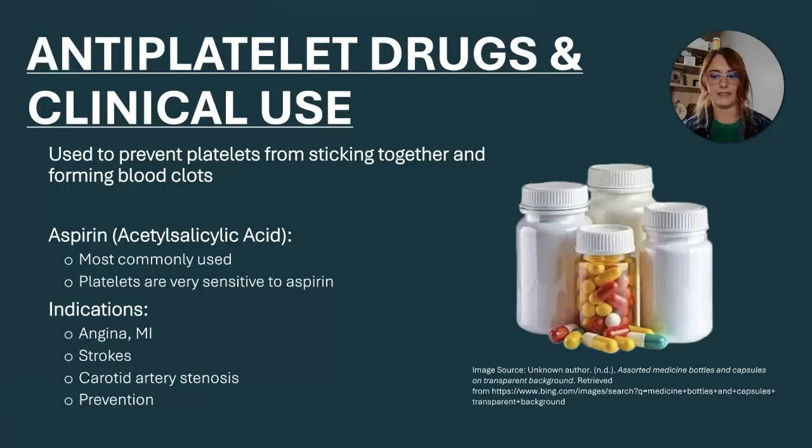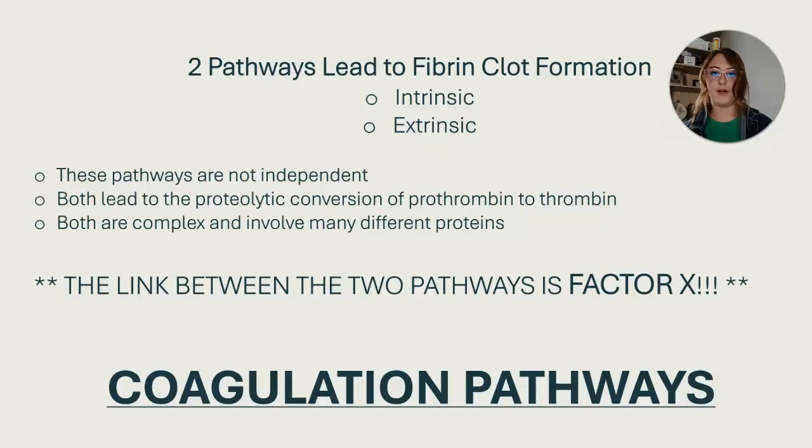All right, there are two pathways that lead to fibrin clot formation, the extrinsic and intrinsic pathways. These pathways are not independent, and both lead to the proteolytic conversion of prothrombin to thrombin. Thrombin is important because it catalyzes cleavage of fibrinogen to initiate fibrin clot formation. Both of these pathways are complex and involve many proteins, but the link between the two is factor 10, and this is very important to remember later on.